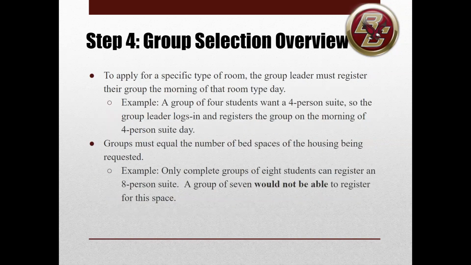To apply for a specific type of room, the group leader must register their group the morning of that room type, and groups must equal the number of bed spaces of the housing being requested. This means that if you're going for an 8-person suite, you must have 8 people in your group. You can't have 7 and you can't have 9.